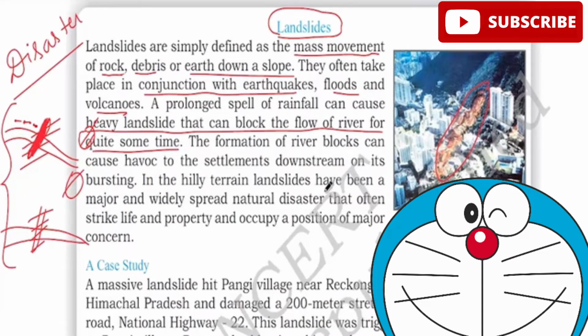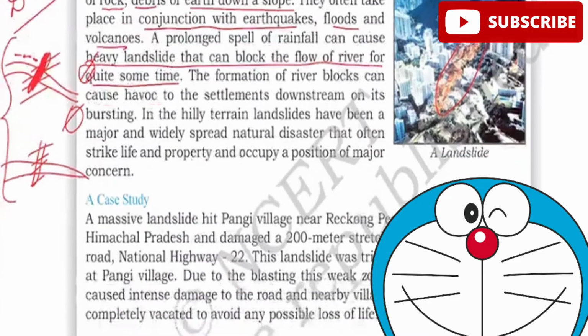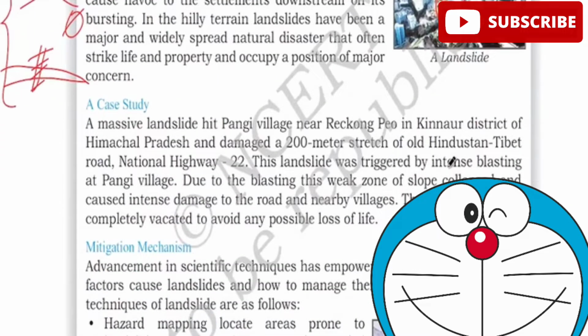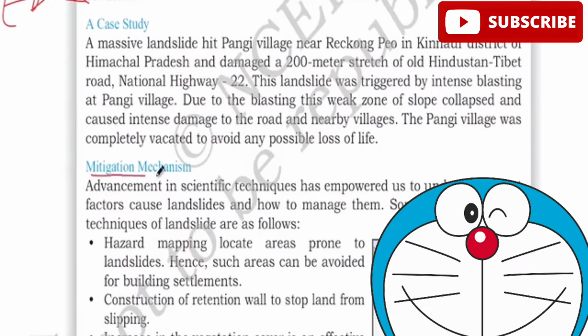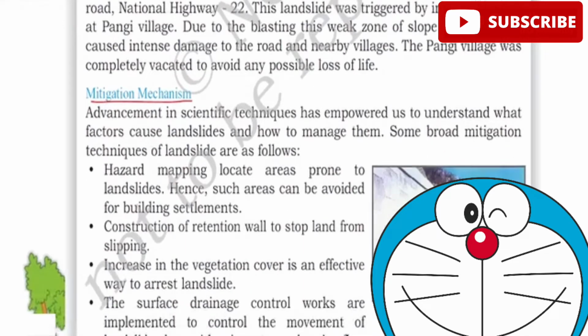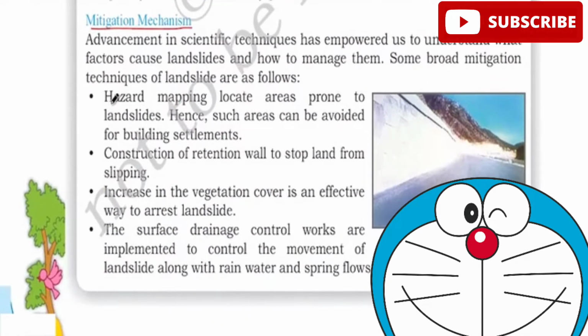In the hilly terrain, landslides have been a major and widely spread natural disaster that may actually create trouble. So they have given a case study, but not very much important for us. What is more important for us is with respect to the mitigation mechanism, that is, measures that you actually take with respect to this. Hazard mapping locate areas prone to landslides. For example, you have a mountain like this. Now, on this mountain, you actually see slope in this direction. That is, let me take a scenario where the mountain is usually in this shape.